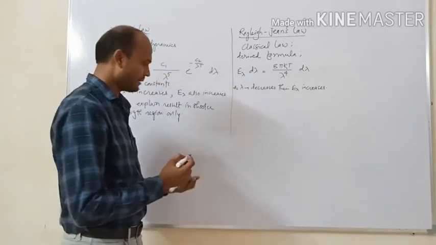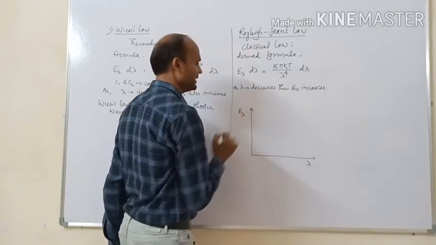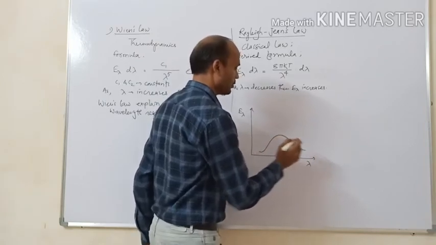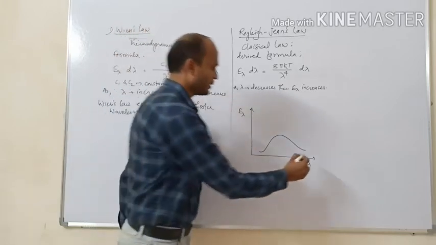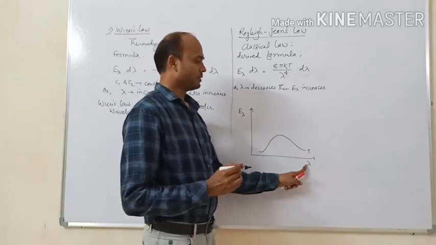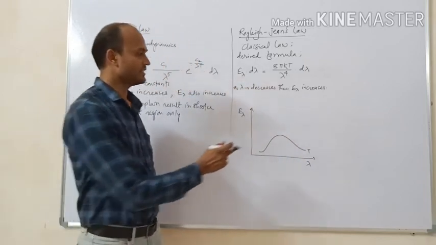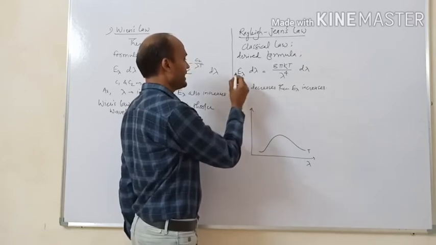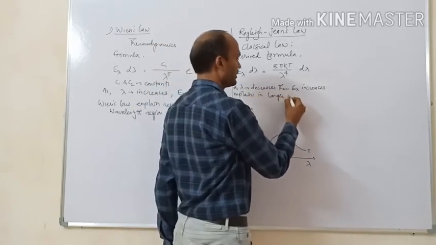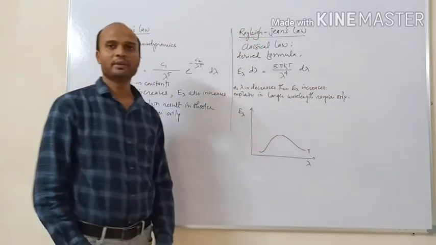So to explain this, I will draw a black body radiation spectrum here. Only one curve, which is a graph between wavelength lambda and emissive power E lambda, corresponding to one temperature, suppose capital T. Now, from this curve, what Rayleigh-Jeans law suggests is that as lambda decreases, emissive power should go on continuously increasing. But this is not true, and hence we can say that Rayleigh-Jeans law explains the black body radiation spectrum only in the longer wavelength region, but not in the shorter wavelength region.